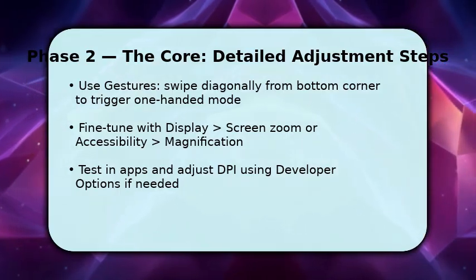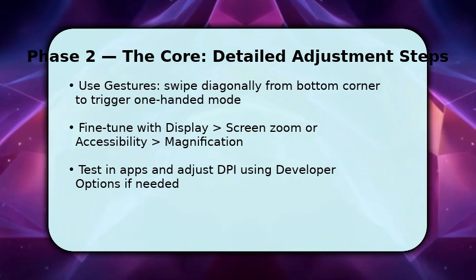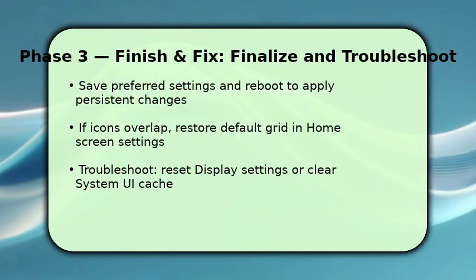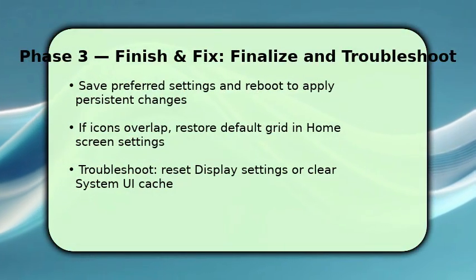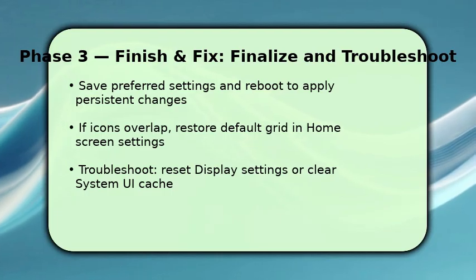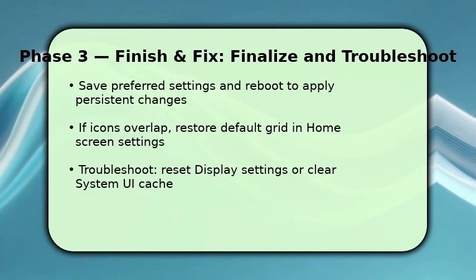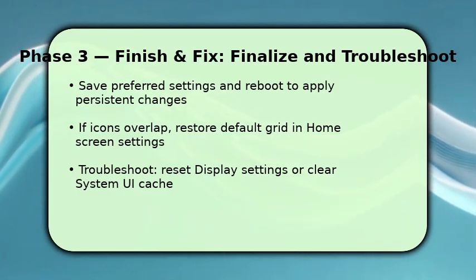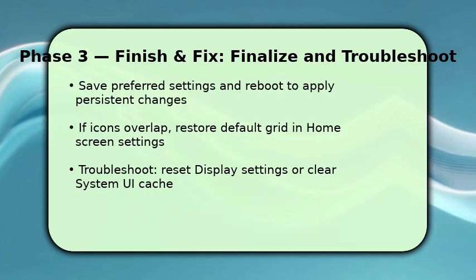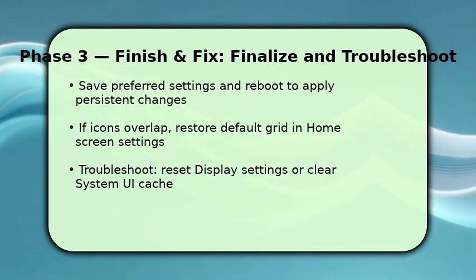You finish by saving your preferred display and accessibility settings, then reboot so changes persist across reboots. Check the home screen grid and restore defaults if icons overlap, because layout resets can fix misaligned elements. If something breaks, clear the system UI cache or reset display settings rather than a full factory reset. That resolves most scaling bugs.